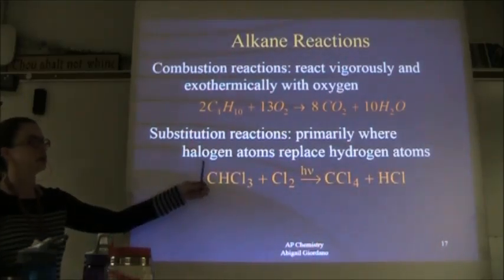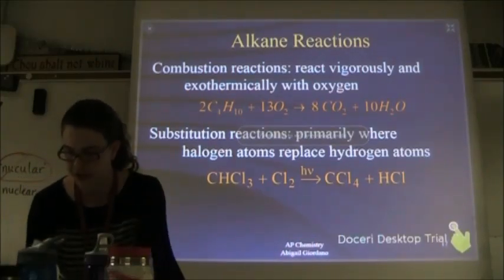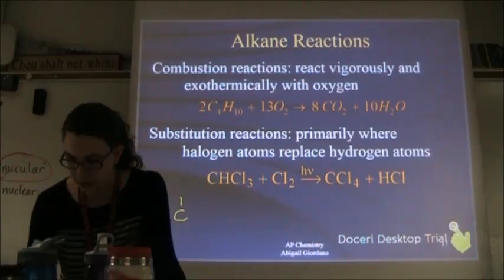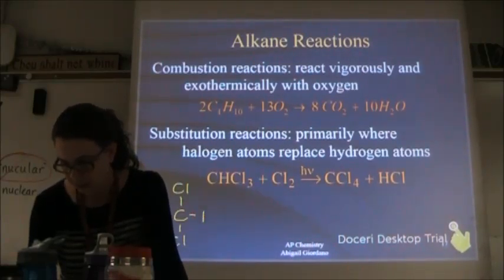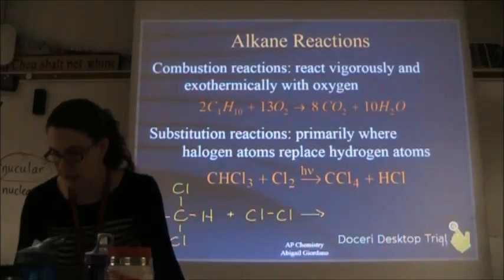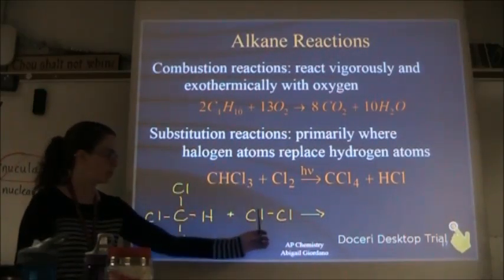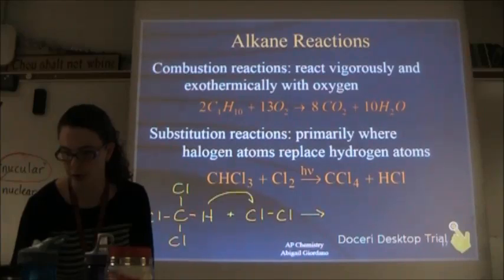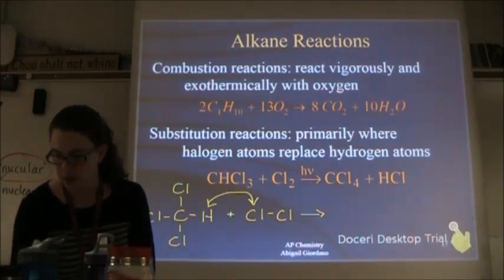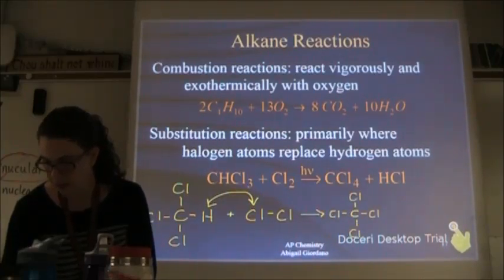Here's another one, something called substitution reactions. Very often take place with halogens. I'm going to draw this out for you. It's a little easier to see if it's drawn out. Forgive me for not drawing in all of my lone pairs. But what you end up getting is a substitution. Two things swap places. This hydrogen and this chlorine switch places. This is what you get.